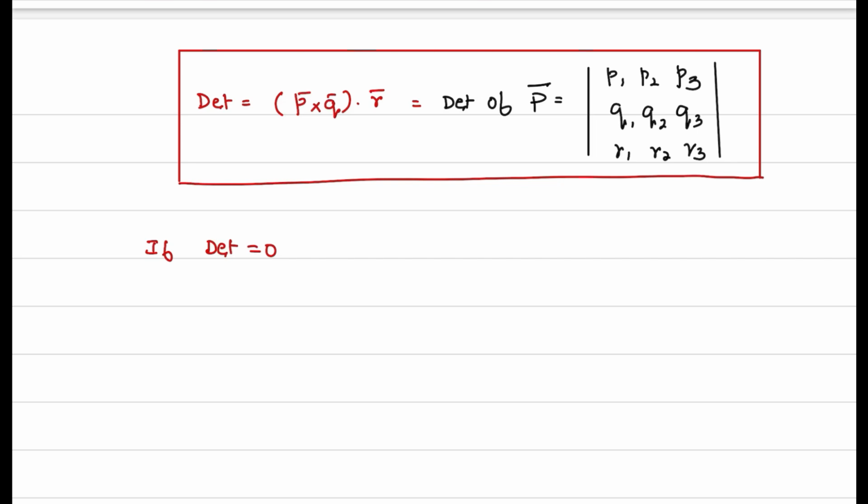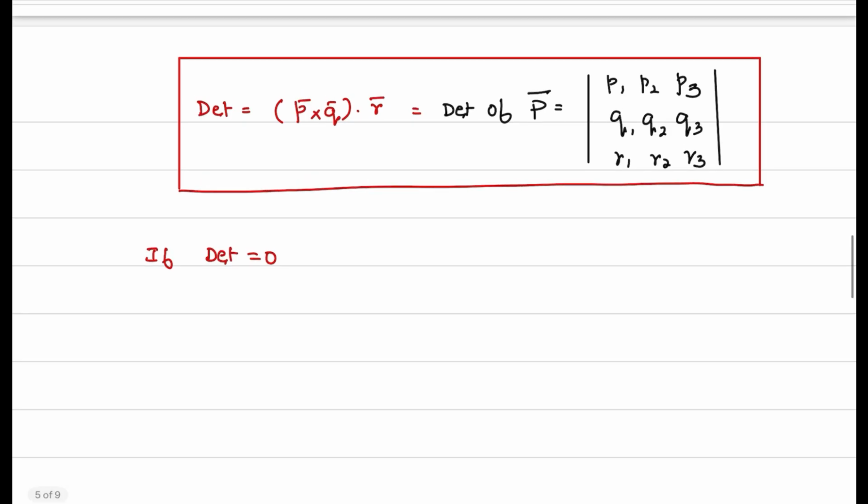What is that called as? If determinant is 0, we will have multiple solutions for the simultaneous equations. If determinant is not 0, then we have unique solution. That's what we have seen in the first lecture.